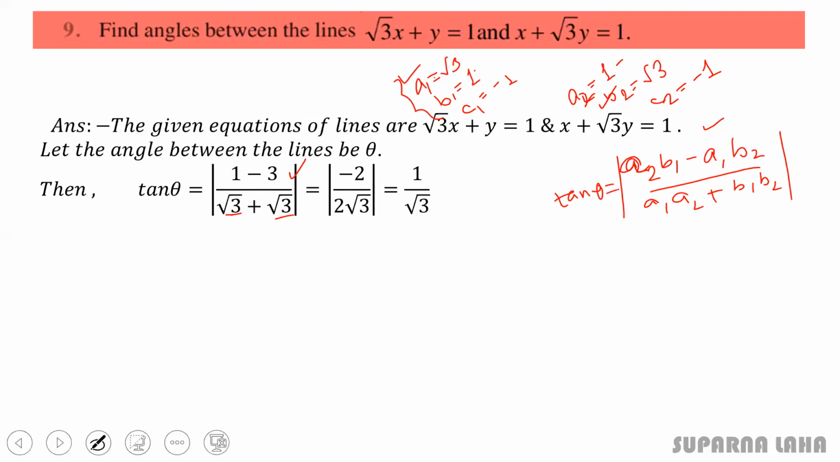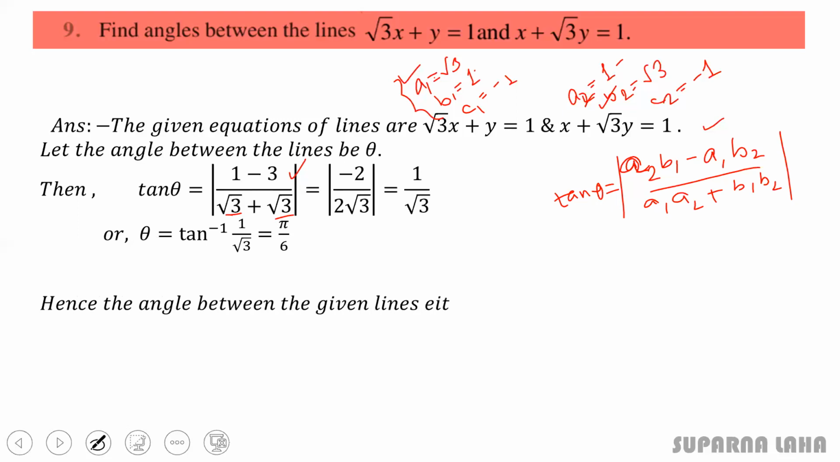Okay, now if I simplify it, we will find this is 1 by root 3. Now theta is what? Tan inverse 1 by root 3, that means pi by 6. Right? Now if it is minus 1 by root 3, then theta is pi minus pi by 6, that is 5 pi by 6. So the angle between these two lines is either pi by 6 or pi minus pi by 6, that is 5 pi by 6. Clear?